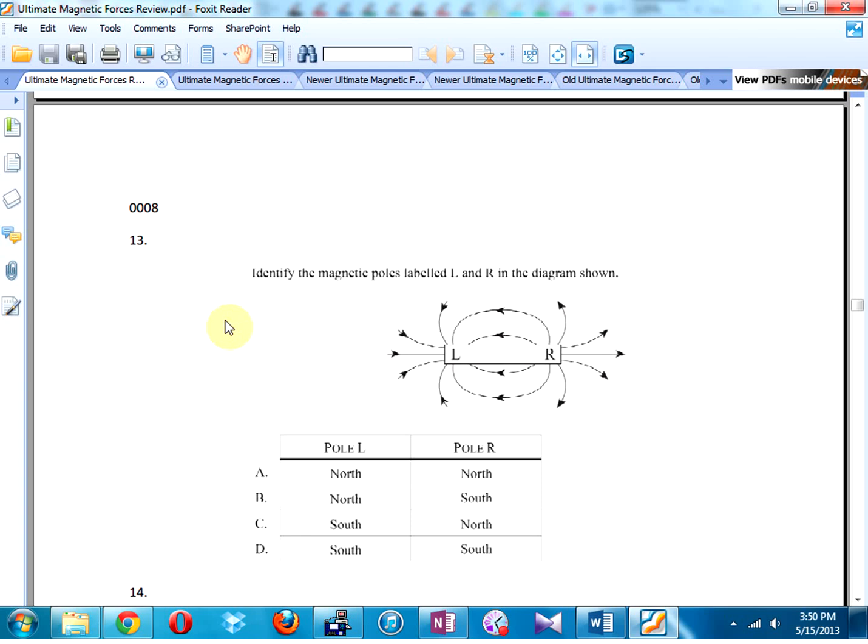How do I know which one's north, which one's south? L or R? Pardon me? I said north to south. North to south. So you look at the arrows. North must be R. South must be L. By the way, which way would a compass point? A compass points from north to south.